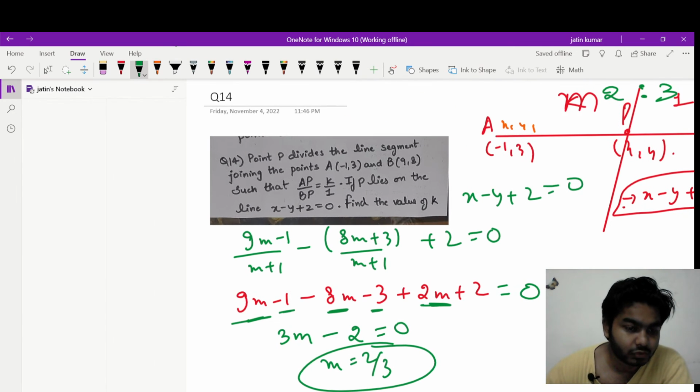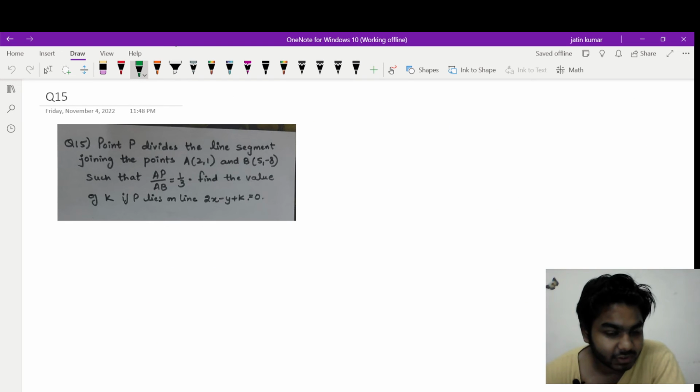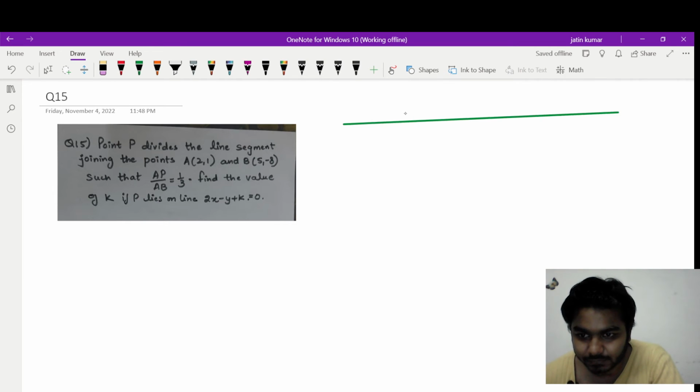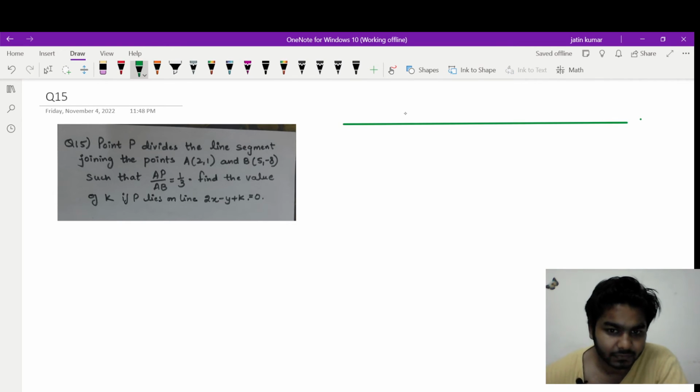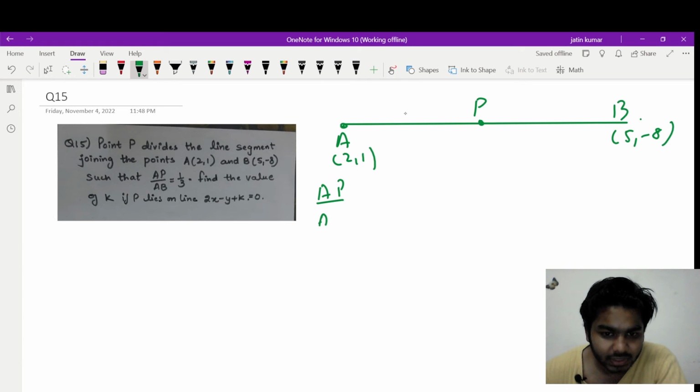Now we will move on to question number 15. Question number 15 says point P divides the line segment joining points A and B. Again it is a very important question. It looks like a similar question to the previous one, but it is somewhat different. We have 2 points, A is (2, 1), B is (5, minus 8), and here is P, which is given. We are given a ratio AP upon AB is 1:3.